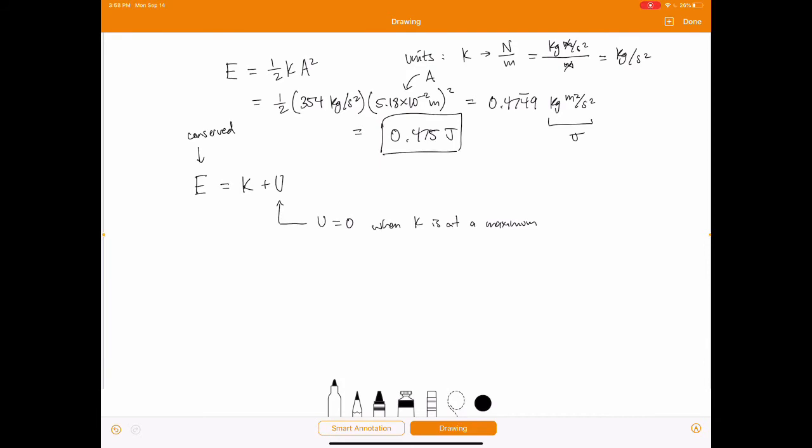Okay? So therefore, E is equal to the maximum kinetic energy, which would be 1/2 m v max squared, where that's the maximum speed squared now. And we set potential equal to 0 because that's as small as it can get. That will give us the largest kinetic energy. So v max squared is going to be 2E divided by m.